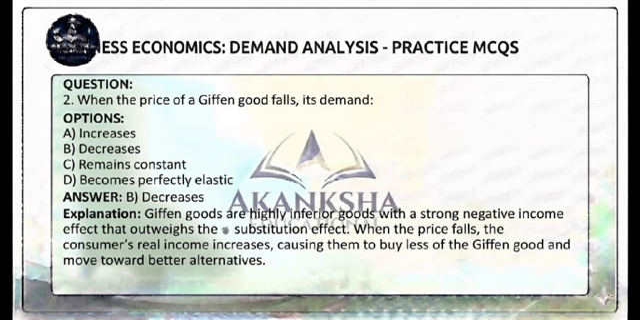Question 2. When the price of a given good falls, what happens to its demand? The correct answer is B. The demand decreases. Because given goods are highly inferior goods where the strong negative income effect outweighs the substitution effect. When the price falls, the consumer's real income effectively increases, which leads them to buy less of that given good and shift their consumption toward better alternatives instead.